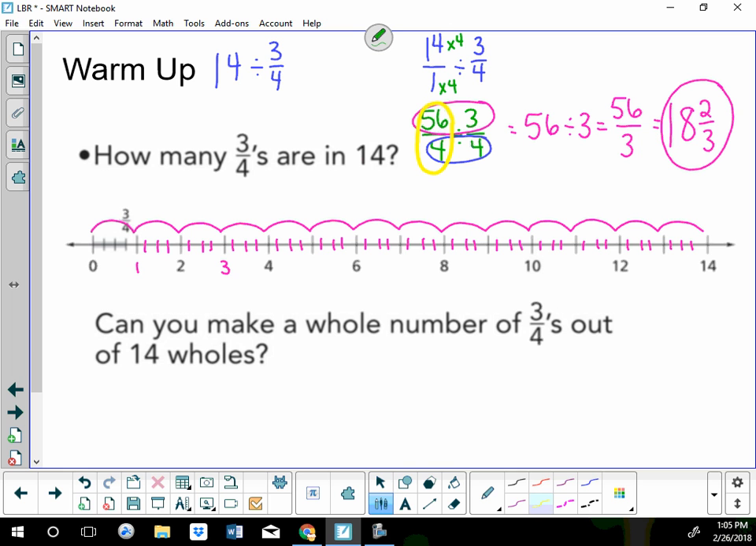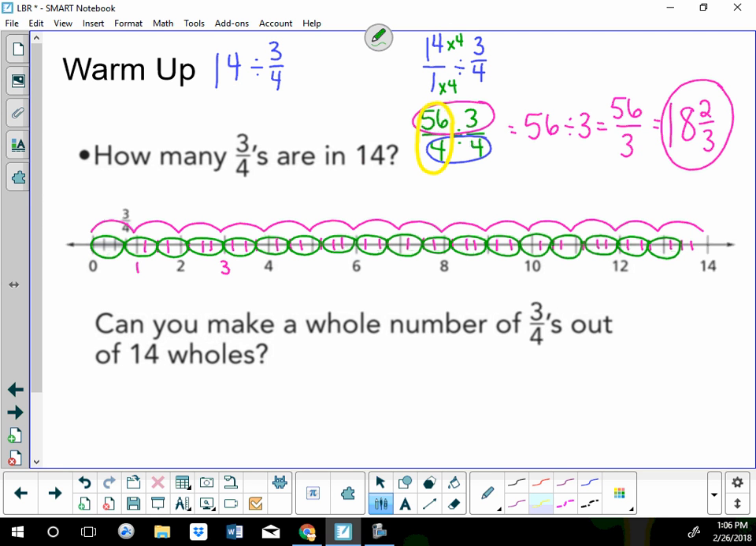So I have, and help me count here: 1, 2, 3, 4, 5, 6, 7, 8, 9, 10, 11, 12, 13, 14, 15, 16, 17, 18. So I'm going to stop there for just a minute, okay? Do you see how I have 18 pieces that are the size of 3/4?